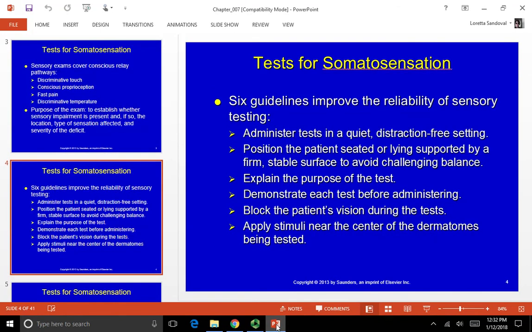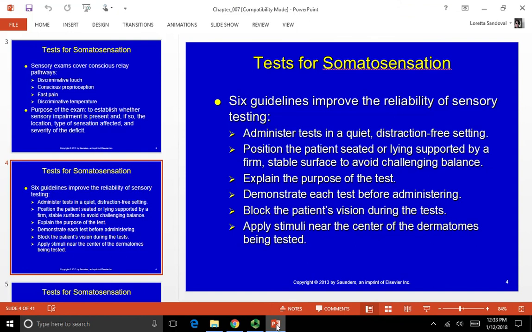So we talked about these this summer, guidelines for improving the reliability of sensory testing. You want to administer the tests in a quiet, distraction-free setting. You want to position the patient seated or lying, supported by a firm, stable surface to avoid challenging balance. Because if your brain is busy trying to keep your balance, it is not going to be able to pay attention to these sensations.